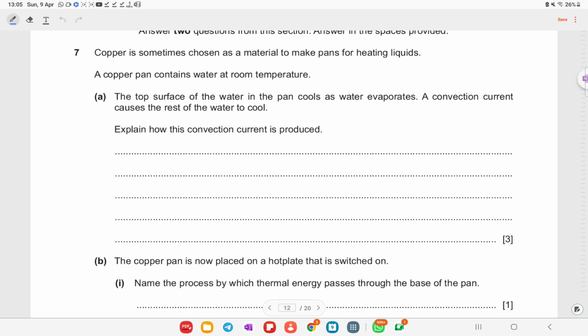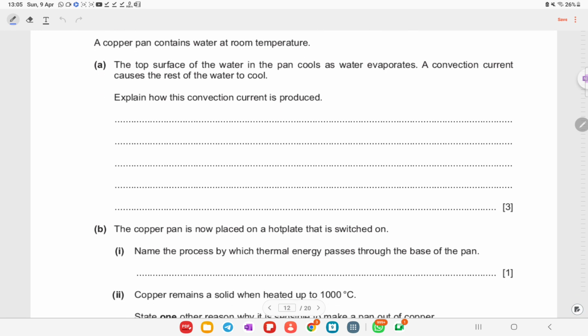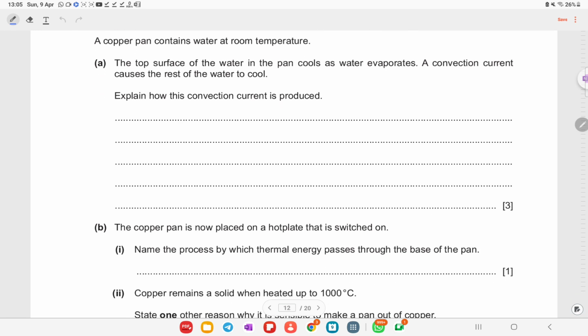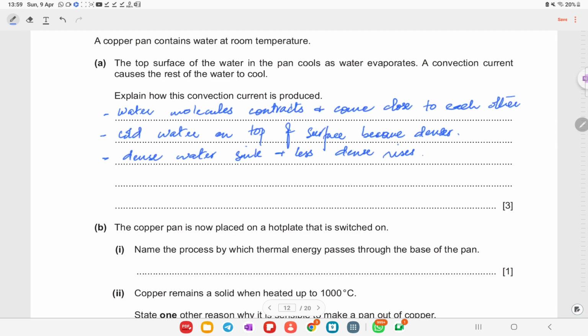So basically, how it's going to be produced is that water molecules contract and come close to each other when their temperature is reduced. So first point, I'm going to write it down, water molecules. Okay, so these are the reasons how the convection current is produced.